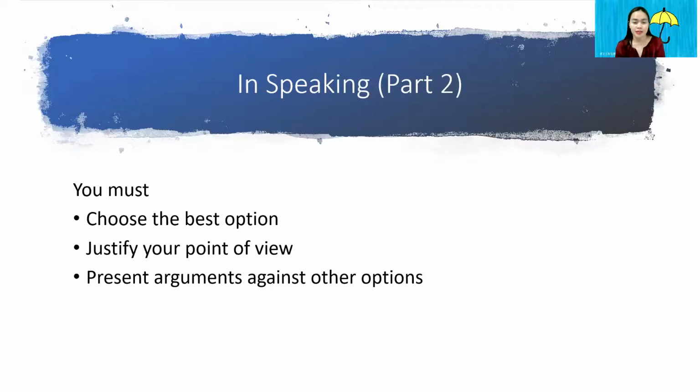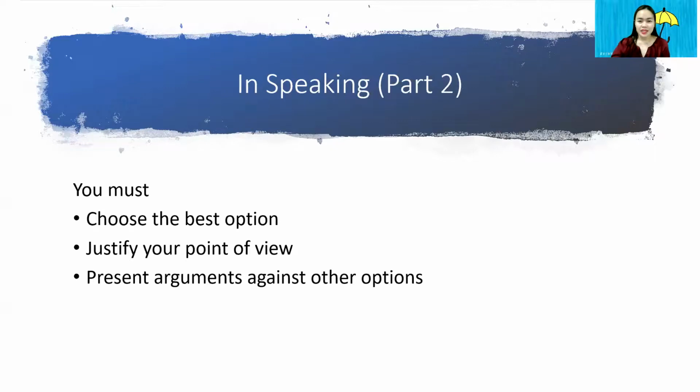Because they gave you five options, right? And then you have to think of the points to justify your opinion. It means that you have to convince people that your option is the best option. And then, apart from that, you also have to present arguments against other options. So this is what differentiates part one and part two speaking. Because in part one, you only present your points, right? While in part two, you have to kind of attack the other options, right?